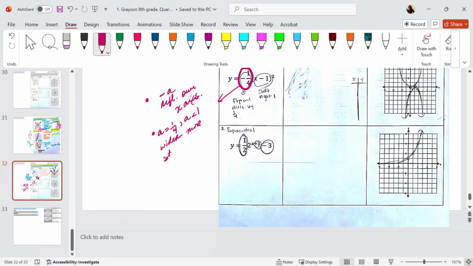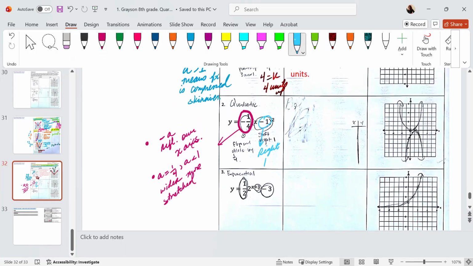It's wider and more stretched, right? Okay, next one. We have this -1. What does that mean? It's just to the right 1 unit. Good. So then here we go. You have your parent function right here as 0, 0, correct?